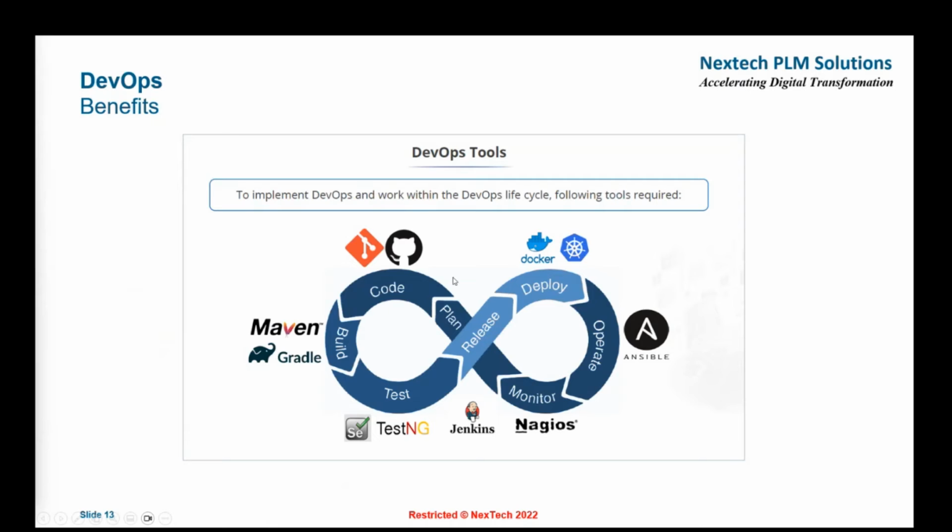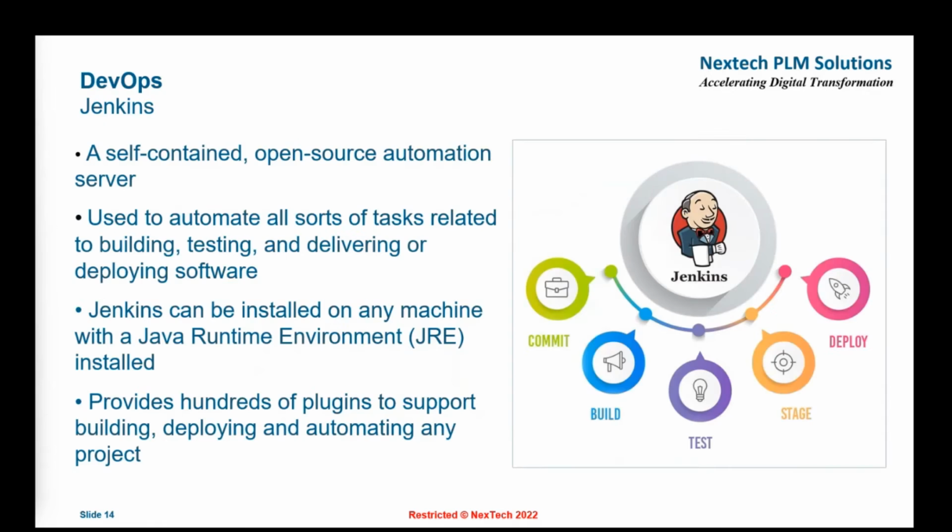So this is the typical DevOps cycle you would have seen in various articles, and these are the list of tools that probably would be used as a part of DevOps. Of course, this list is not limited to only these tools, but this is just for our reference. You can use various kinds of tools to implement your DevOps. So one such tool that we will be seeing today is Jenkins.